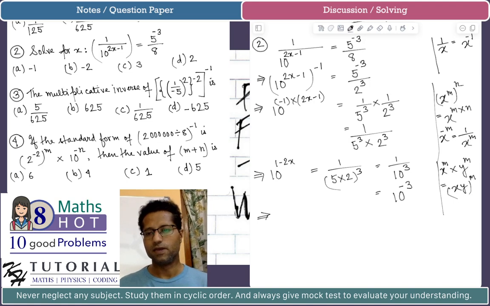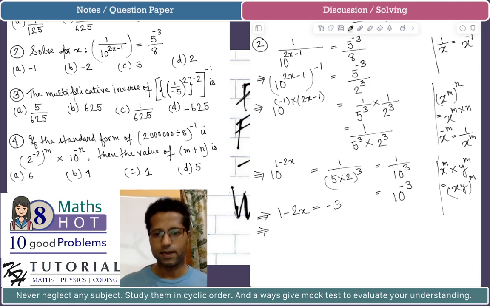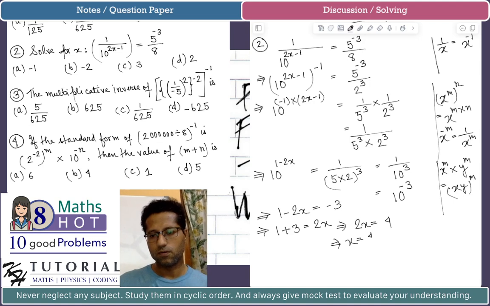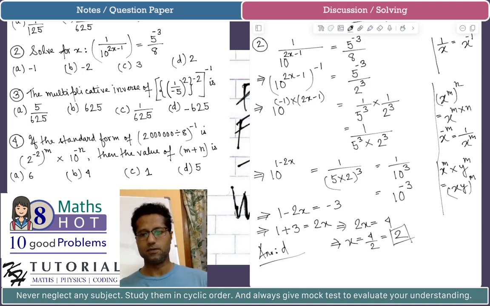So we can now equate the powers, and we get 1 minus 2x is equal to minus 3. This is a linear equation in x. If you solve it, you will get 1 plus 3 is equal to 2x. This implies 2x equals 4. This implies x equals 4 by 2, that is 2. So x is 2, and the answer is choice D.